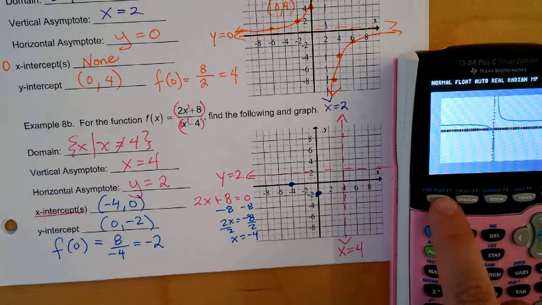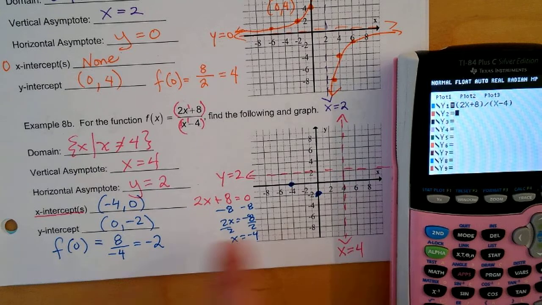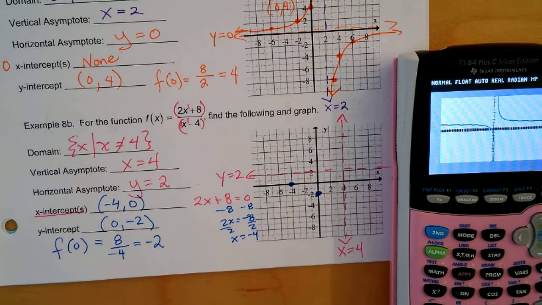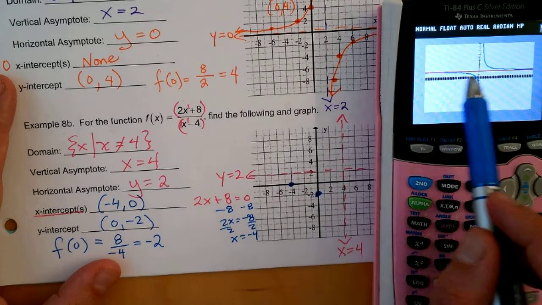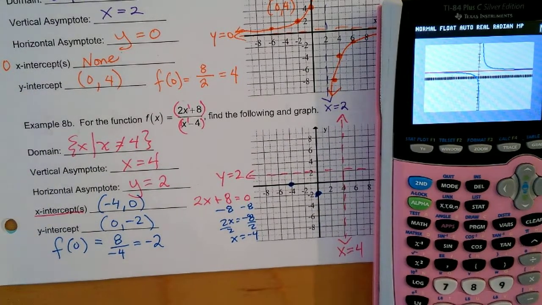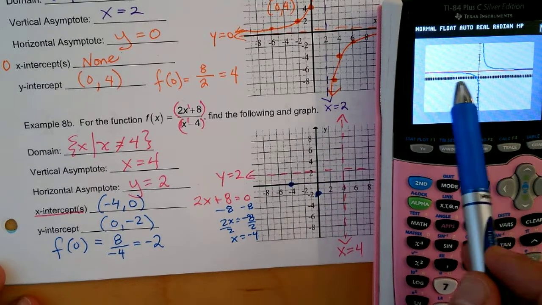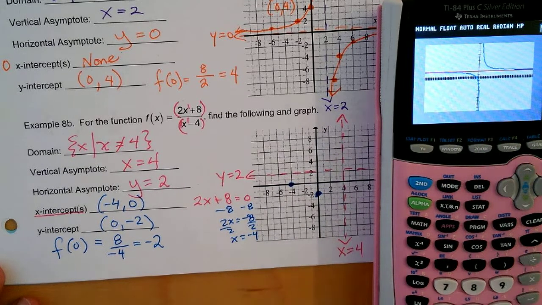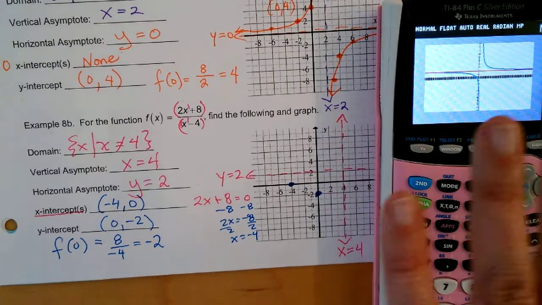In fact, here's a fun thing. If I go y equals 2 on another line and I press graph, the horizontal asymptote is not part of the graph, but you can see that because it's not the x-axis this time. You can see that the graph is getting really, really close, and that's the general shape of it.